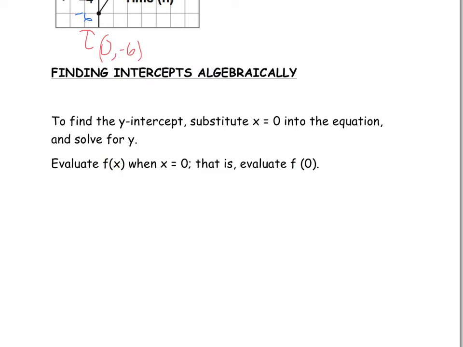So let's look at just a quick example. Let's say you had f(x) equals 2x minus 5. f(x) represents your y value. So all I'm doing to find the y-intercept is plugging in x equals 0. So f(0), I'm replacing x with 0, equals 2 times 0 minus 5. So f(0) equals -5. Okay, so that's pretty simple.